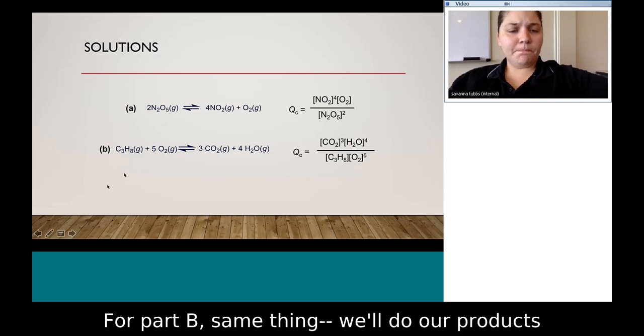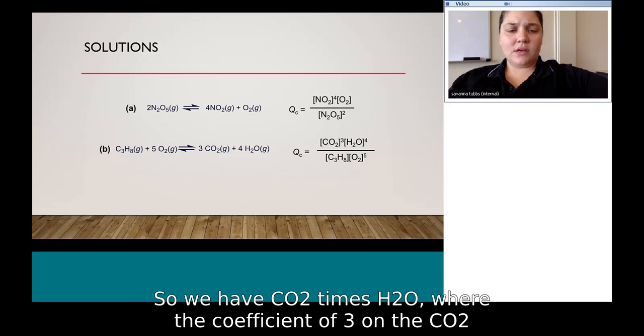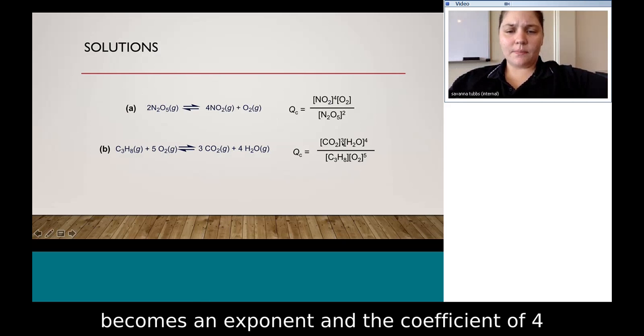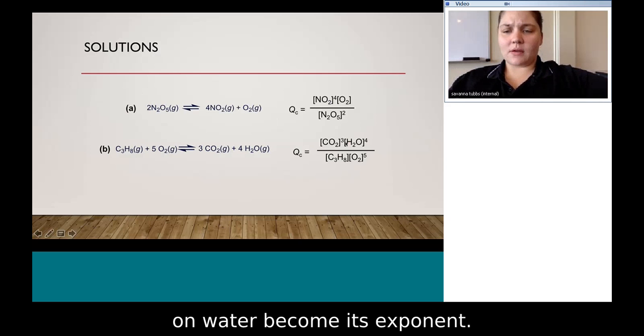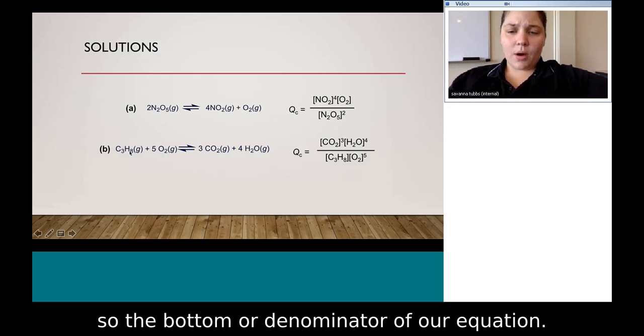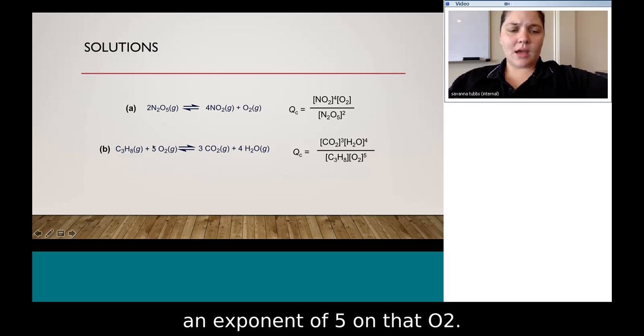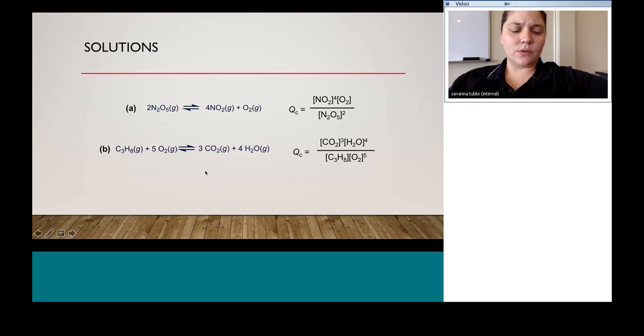For part B, same thing, we'll do our products over our reactants. So we have CO2 times H2O, where the coefficient of 3 on the CO2 becomes an exponent, and the coefficient of 4 on the water becomes its exponent. Then we move to our reactant side, so the bottom or denominator of our equation, and we say C3H8 times O2, where our coefficient becomes an exponent of 5 on that O2.